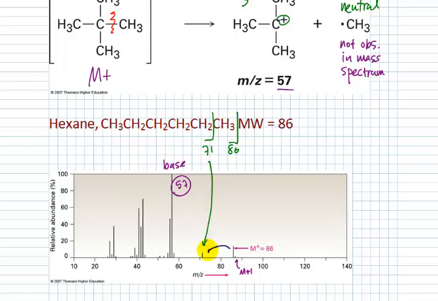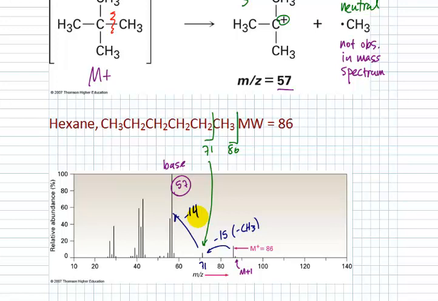That is minus 15 units, right? Or we can write minus CH3, where we fragmented a methyl group off of the end of it. Okay? That got us to 71. Going from 71 to the base peak is a difference of 14.